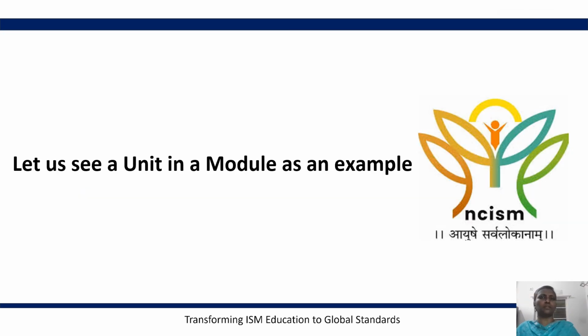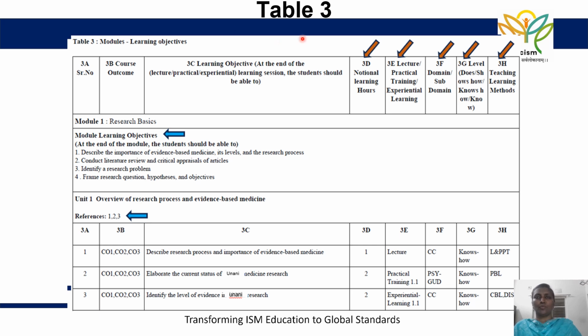Let's look into Table 3, which gives a detailed description of learning objectives of modules and units. This is the view of Table 3. The module learning objectives are given first, followed by the unit heading and the corresponding references. The individual unit learning objectives are given below.